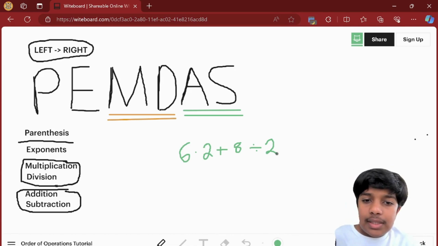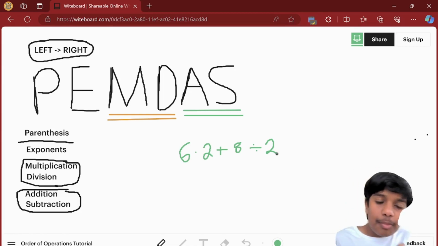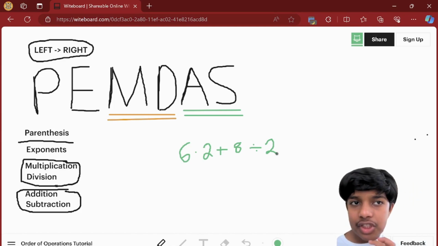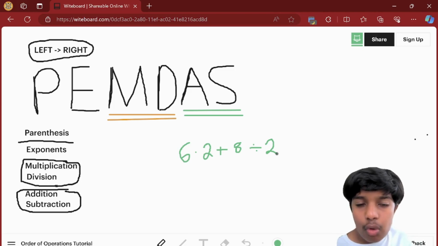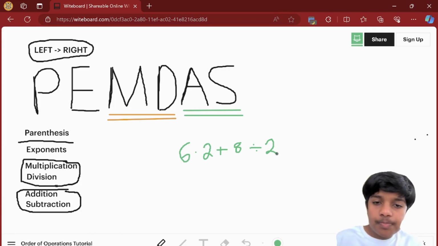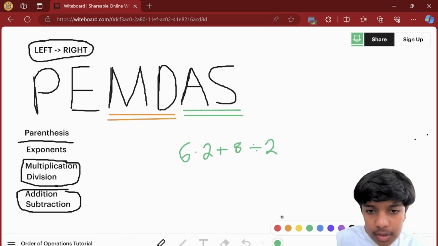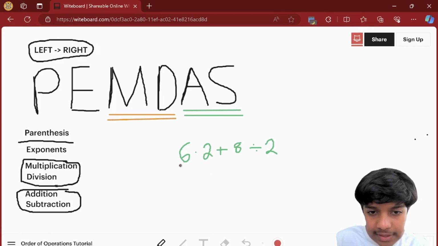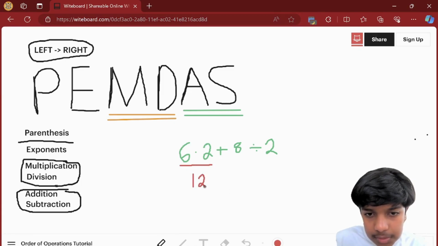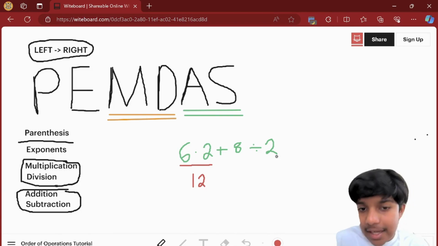In this case, you remember when I said multiplication and division are given the most importance, or at least more importance than addition and subtraction, right? So here, that's why we first solve 6 times 2, and that's going to be 12. And we solve the next division problem.